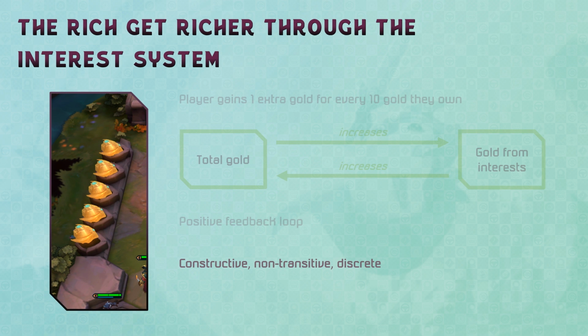When we talked about the common effects that positive feedback loops tend to create, we pointed out that successes early in the game are magnified. And that is exactly what's happening here. The interest system rewards those who start saving money early on.